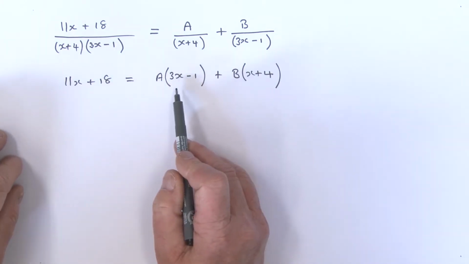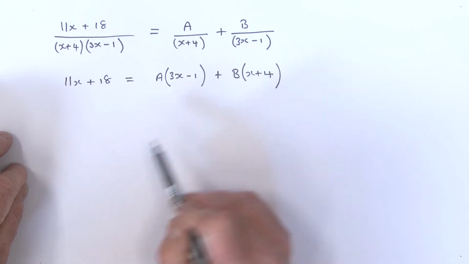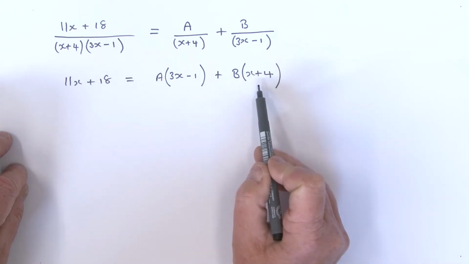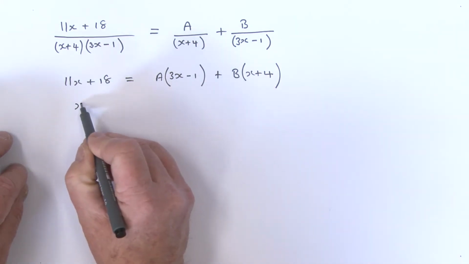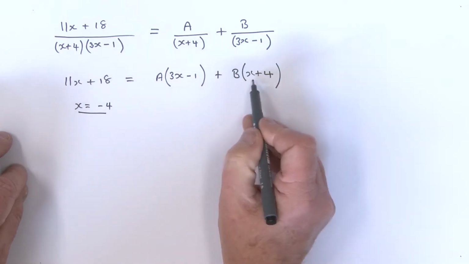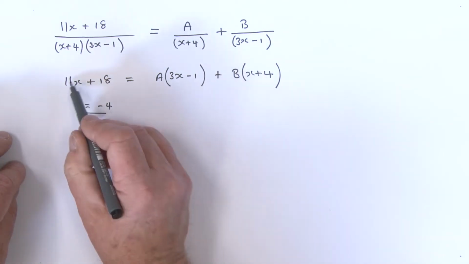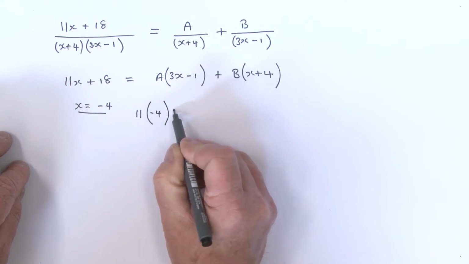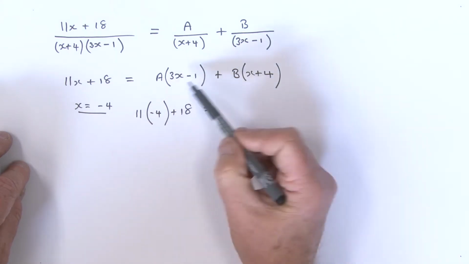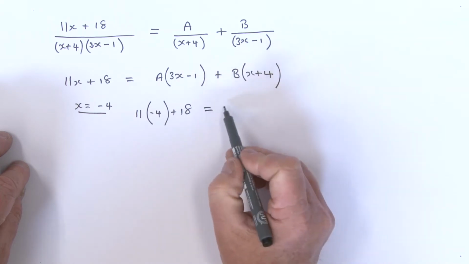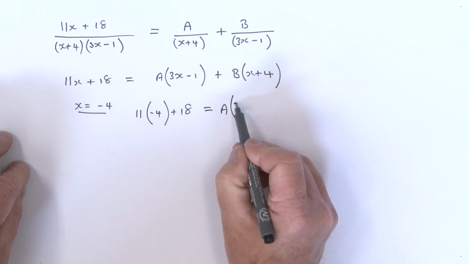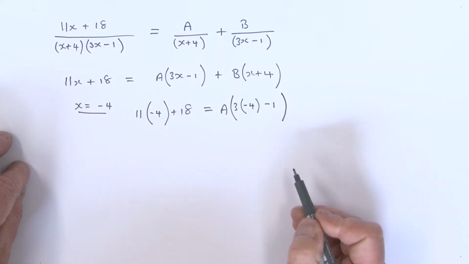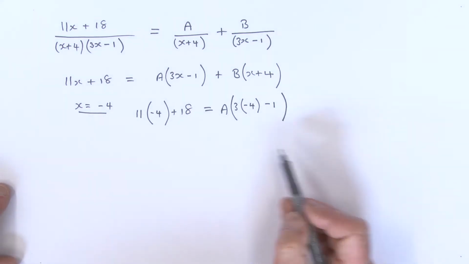All right, so what we need to do now is think about finding these two constants, and let's see if we can zero this term over here. So what value of x would zero this term? Well, if I made x equal to minus 4, and I put that into here, that's going to zero it. So let's do it. We've got 11 times minus 4 plus 18, and that is equal to, remember, this guy's gone, so it's equal to a bracket, and we've got 3 times minus 4 minus 1, close the bracket. Okay? So what I've got to do now is evaluate this.